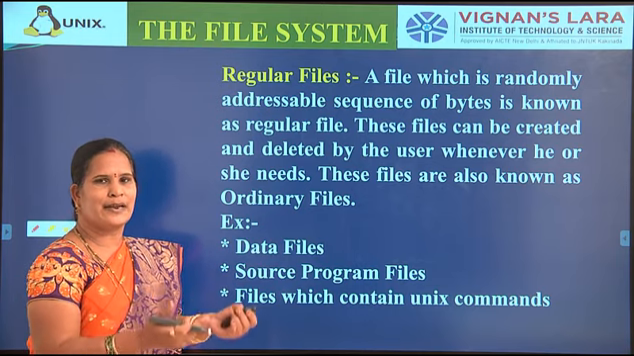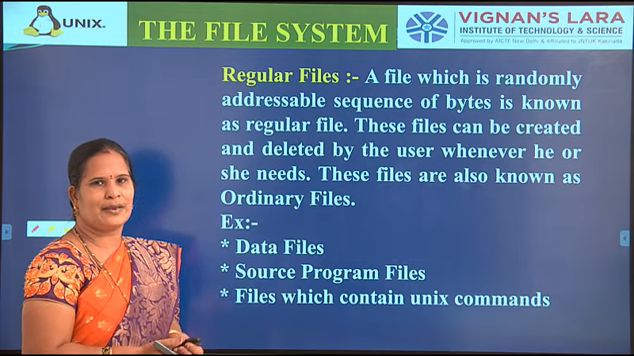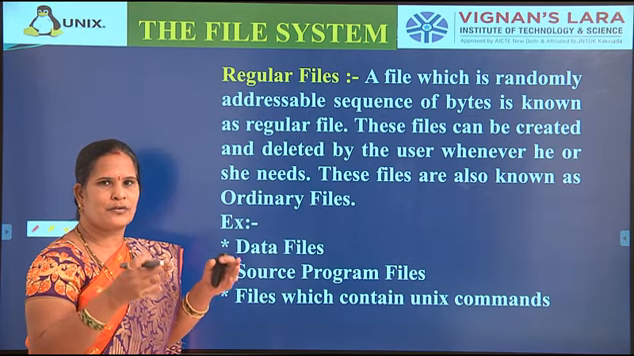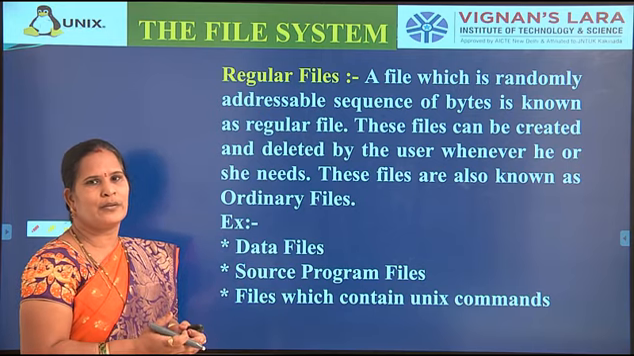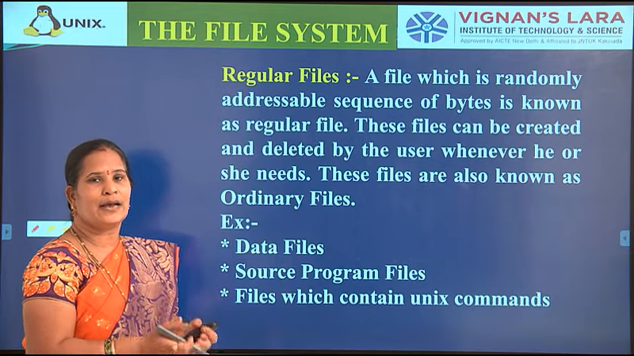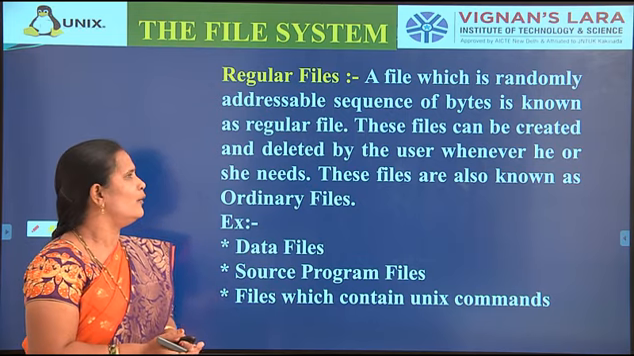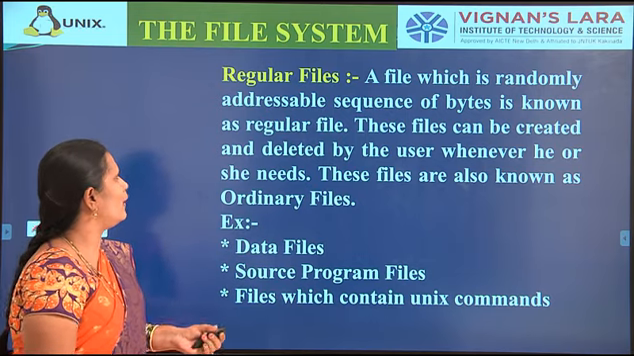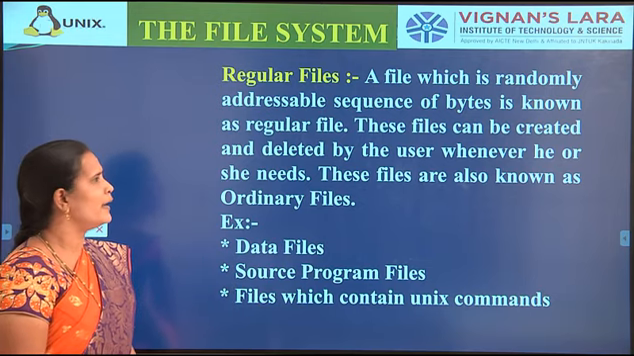A file which contains a collection of text information is known as a text file. A file which contains a collection of code, meaning a set of statements and instructions, is also known as a regular file. Similarly, a file which contains Unix commands is also treated as a regular file. Totally, we can say a file which is a randomly addressable sequence of bytes is known as a regular file.